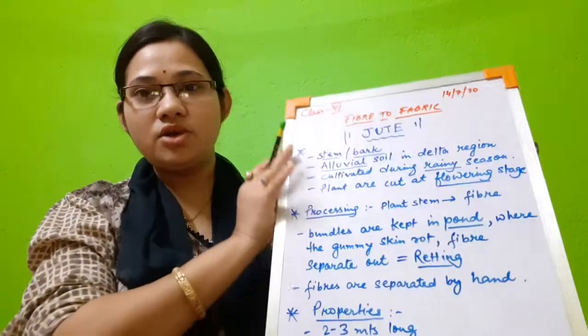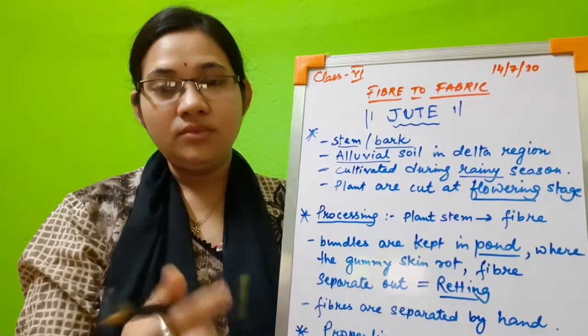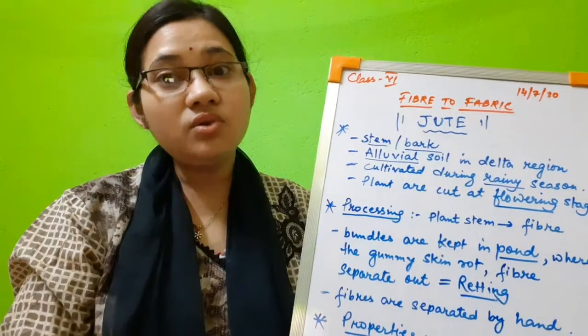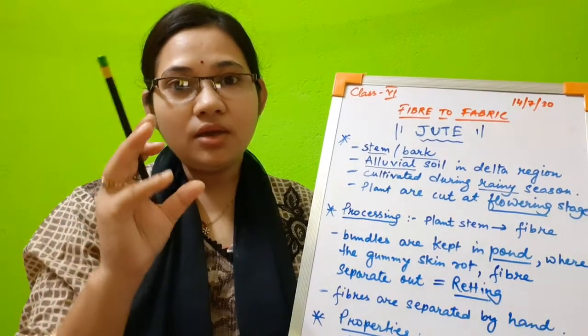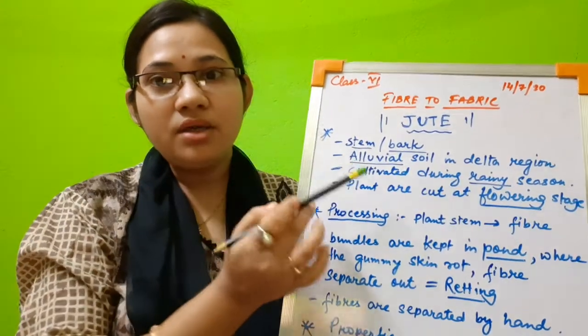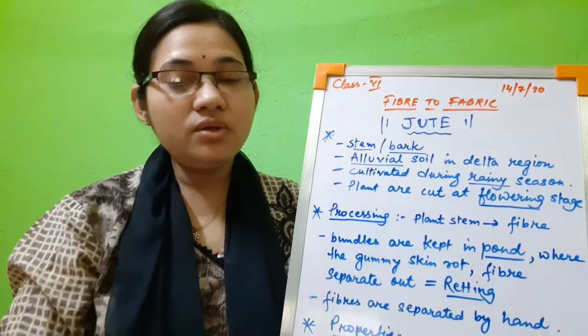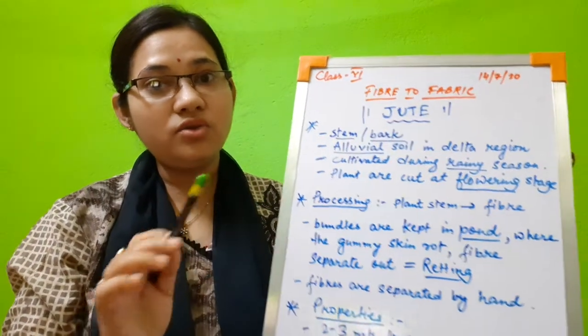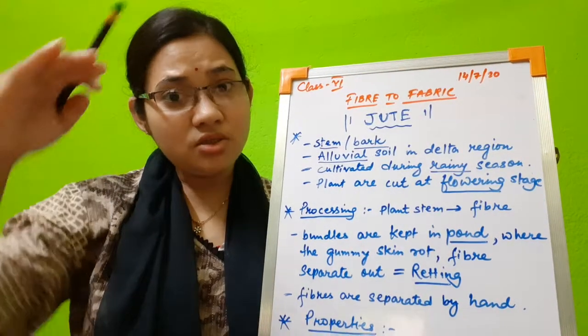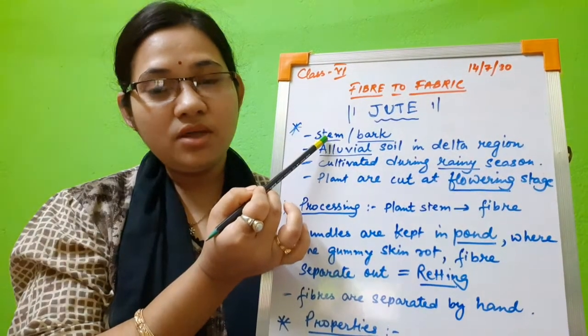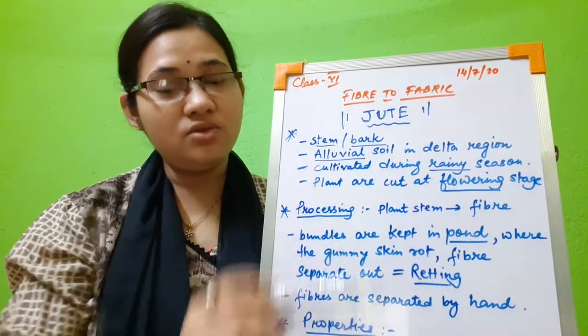Okay, so jute is another example of a natural fiber that is obtained from plants. Now let us see our today's topic, that is jute. This jute is obtained from the jute plant. Which part of the plant? Like in cotton we have seen the cotton pods or the balls, but here it is the stem or bark. So jute is obtained from the stem or bark of the jute plant. They are shrub-like plants which are 2 to 3.5 meters tall, and we can obtain jute fiber from the stem or bark of these plants.